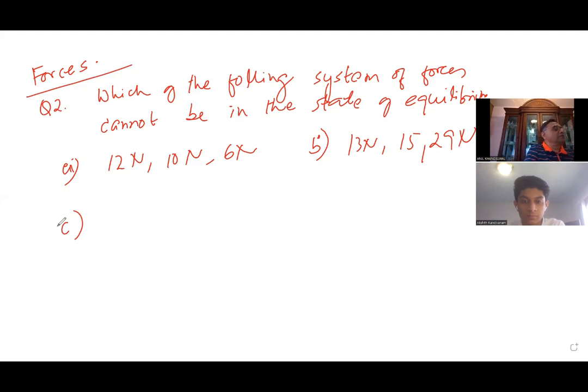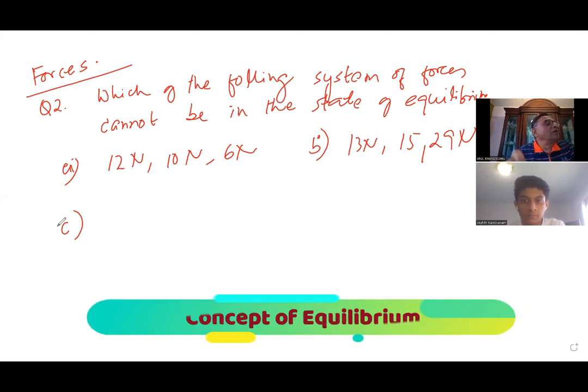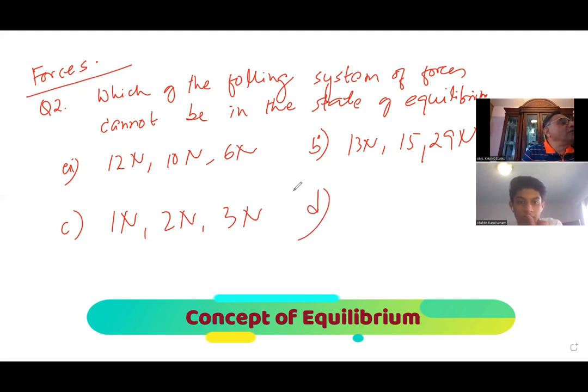Option C is 1, 2, and 3 Newton. And option D is 1, 1, and 1 Newton. So which one of these systems will not be in equilibrium? What do you understand from this question? Can you elaborate? What does it mean?